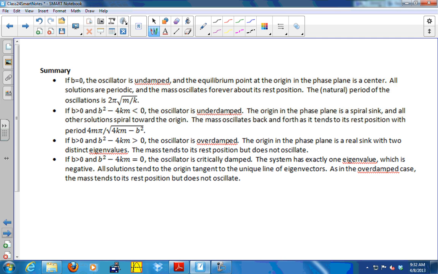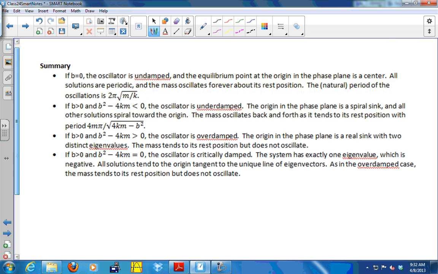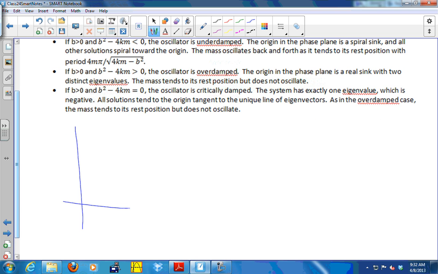And the same with critically damped. It tends to its rest position with no oscillations, but it might go past the origin once or twice, right? So it's not going to oscillate. A typical solution in this case would be something like this, right? If it heads towards the origin, it misses, and then it comes down and goes back to the origin. So the spring is going to go past rest, up past rest again, and then settle down towards rest. Something like that.